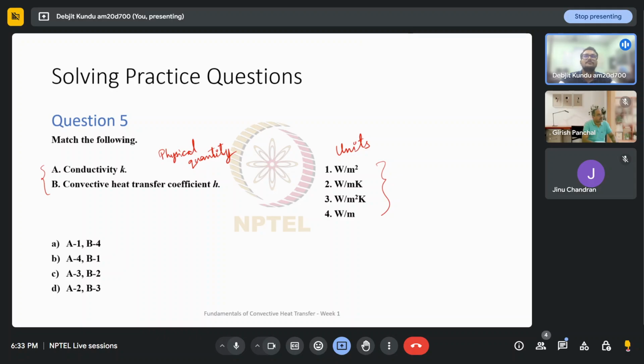And once you have figured out the correct combination, you can either type in the chat box or unmute and let us know what you think is the answer.